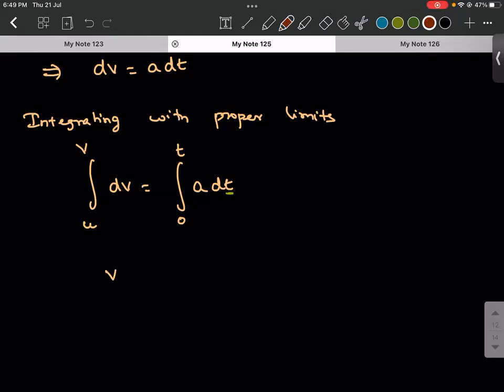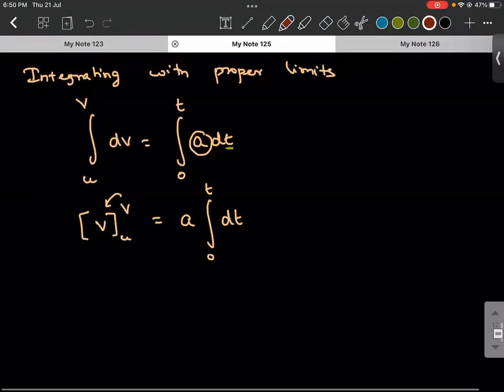Integral of dv is, I repeat, integral of dv is v, between the limits u to v. It is equal to a, which is a constant because we are discussing uniformly accelerated motion. So this will become a into integral of dt between 0 to t.